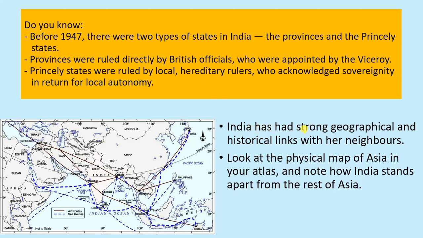India has a strategic geographical location and historical link with her neighbors. Here in the map you can see how India has good links with different countries of the world through sea routes. And what is the importance of the existence of India here? According to the map only you can get clear.